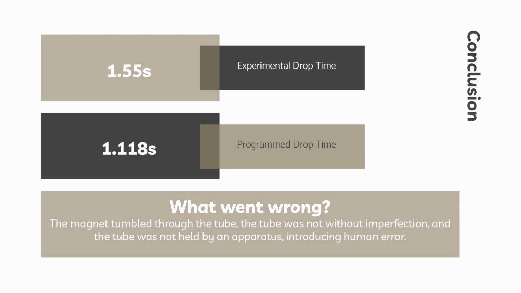Potential errors might have been that the magnet tumbled, or the tube was imperfect, and it wasn't held by an apparatus, so there could have been some human error in that the tube wasn't vertical enough, or that it caused some tumbling.